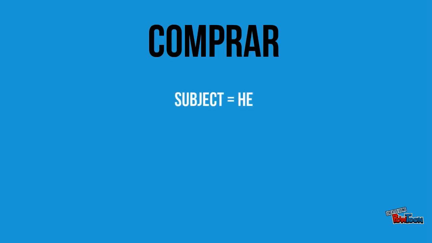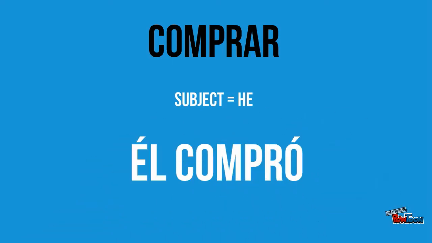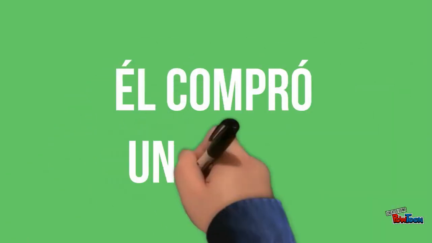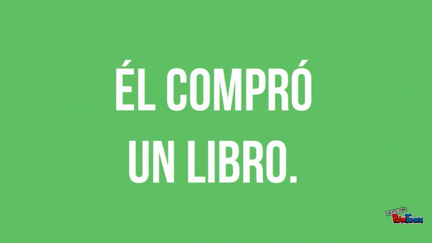Our verb bought will always be conjugated based on the subject, or who did it. In this case, we'll need the él, ella, usted form. Él compró. Let's add our direct object to the sentence. Él compró un libro. He bought a book.